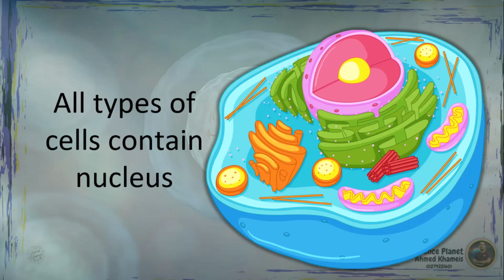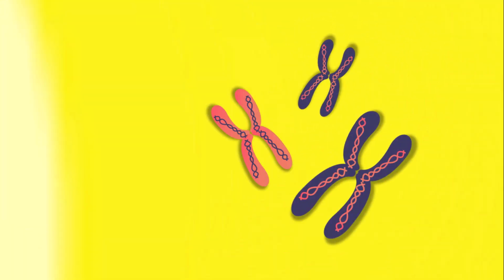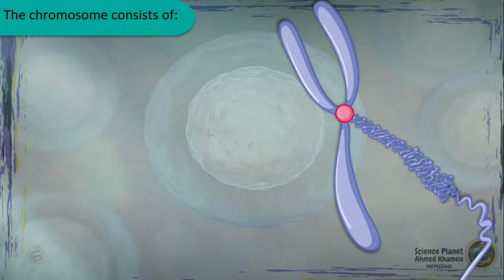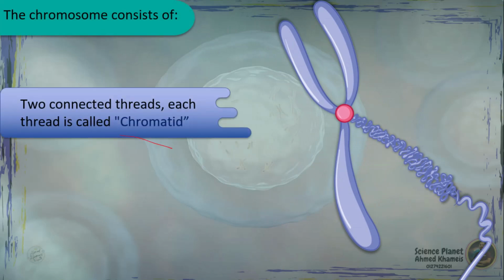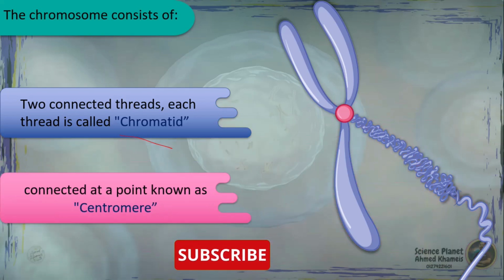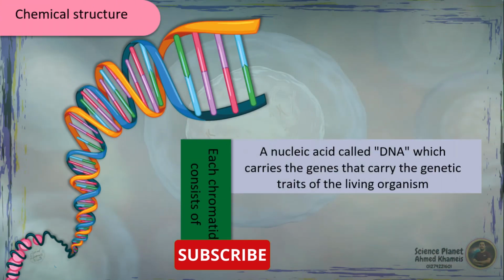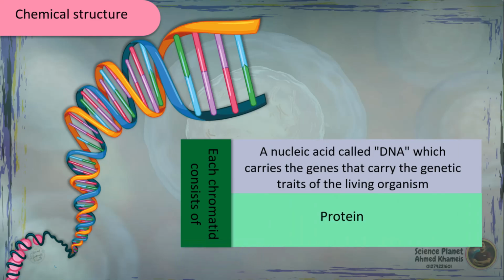And all types of cells contain a nucleus, and inside the nucleus there are bodies called chromosomes, and the chromosomes consist of two threads, which we call chromatids, connected by a central mass called the centromere. And each chromatid is structured chemically by a nucleic acid called DNA bound with a protein.